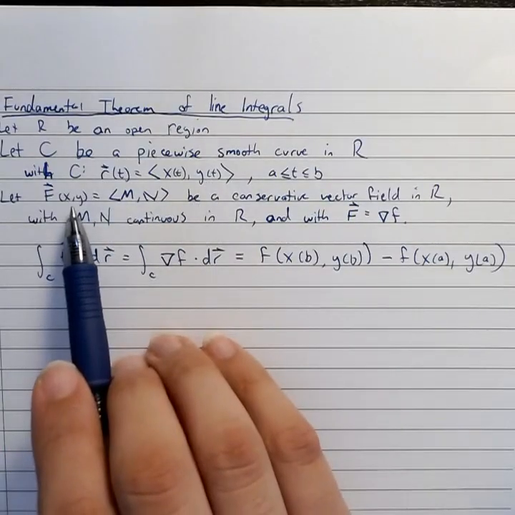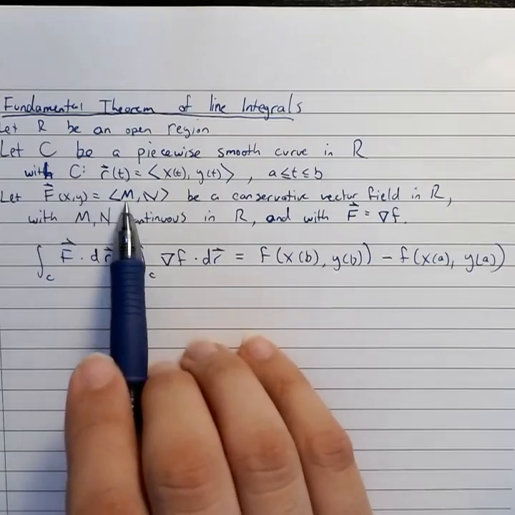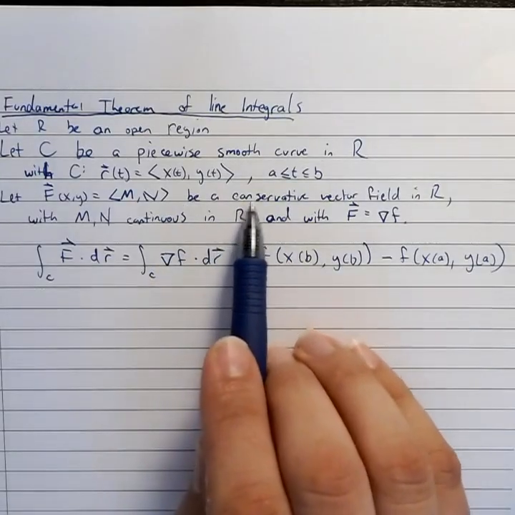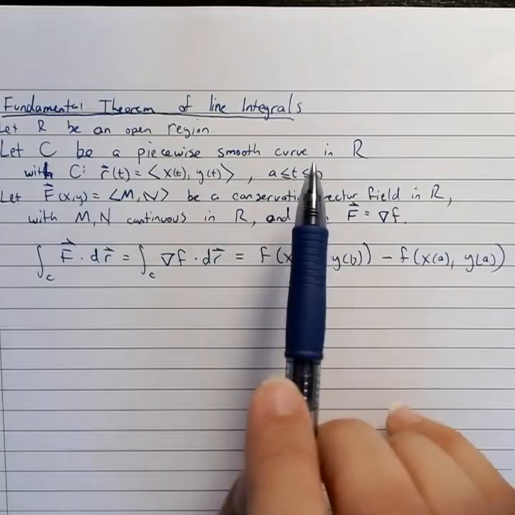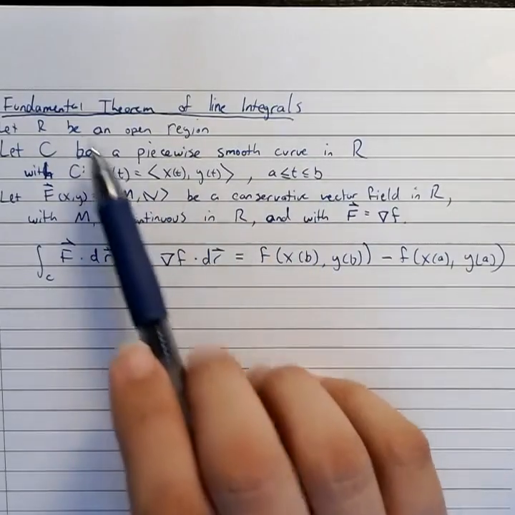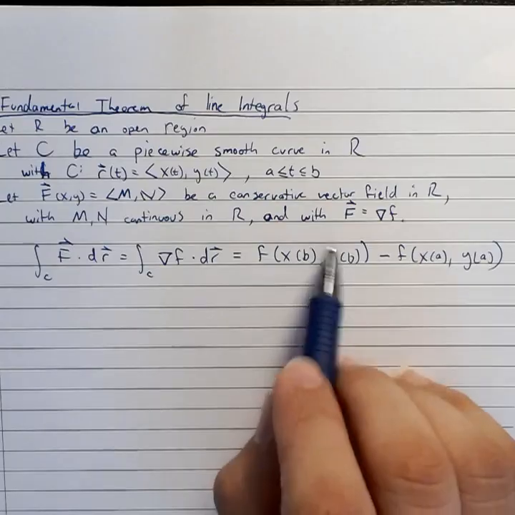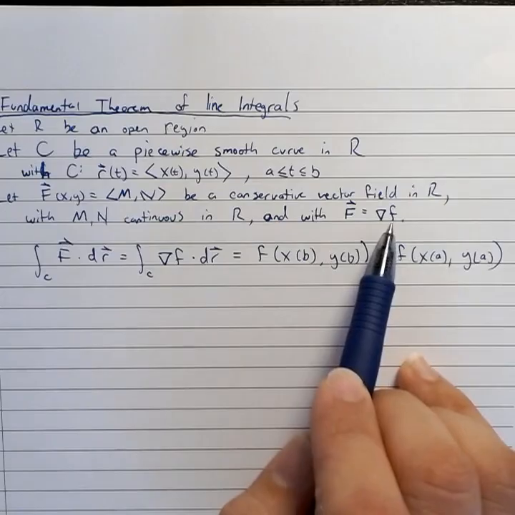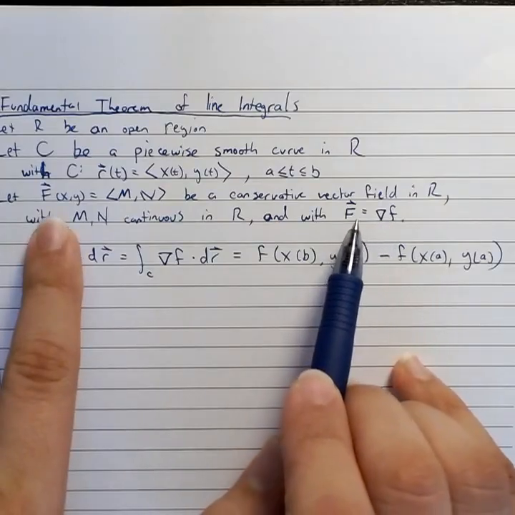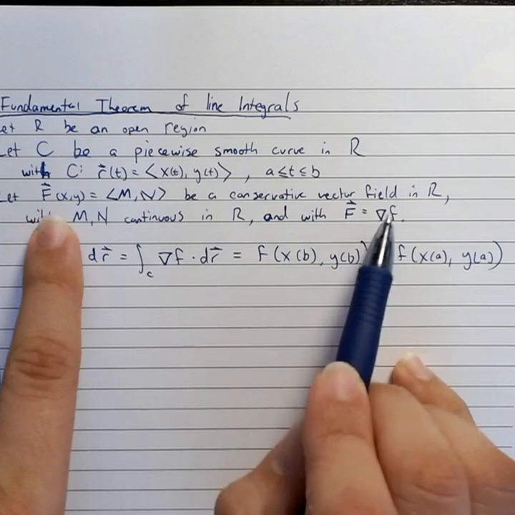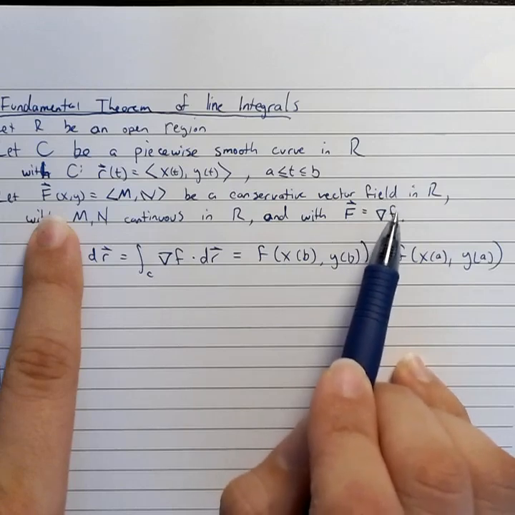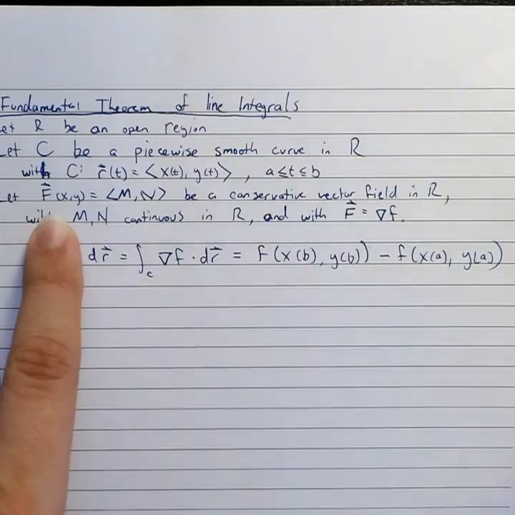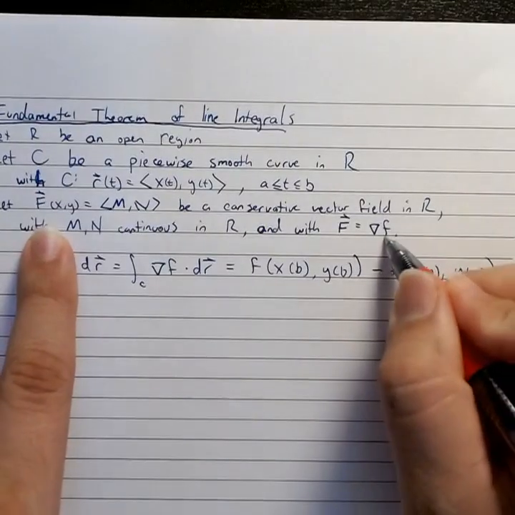Now, let's let F of x comma y be given by M comma N. Let's let that be a vector field, but in particular, we want this to be a conservative vector field in the region R, where M and N are continuous in the region R. And since it is a conservative vector field, that means that it is equal to the gradient of some function. So whatever this vector field is, we know which function has a gradient equal to that vector field. Okay? We know the potential function. In fact, let's label that. Here, f is our potential function.